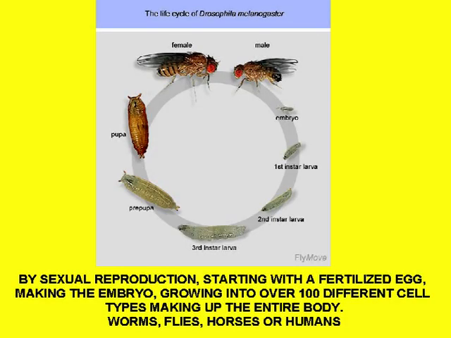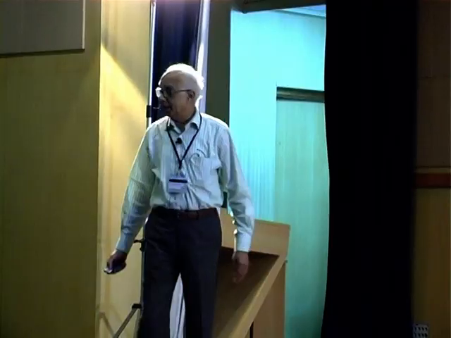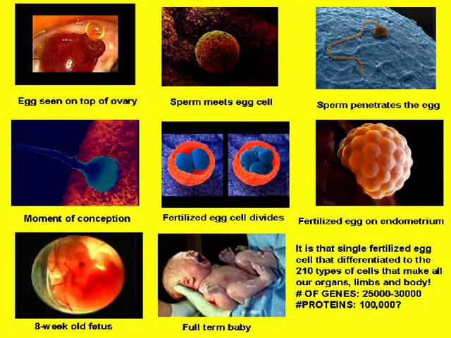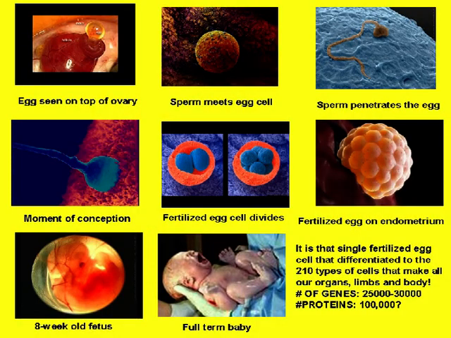And what you do is, by sexual reproduction, notice, regardless of whatever you do, this is exactly the kind of thing that's going to happen. And here is what we do. The egg of the female, you can see, is on top of the ovary. The sperm meets the egg. The sperm contains the genes of the male. The egg contains the genes of the female. They must fuse together, fertilize, and you make a baby.